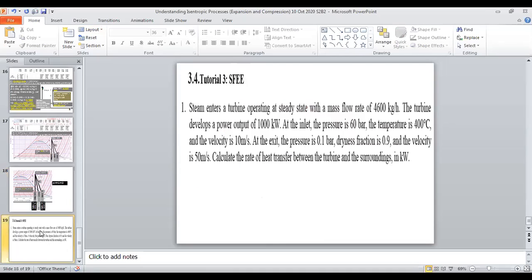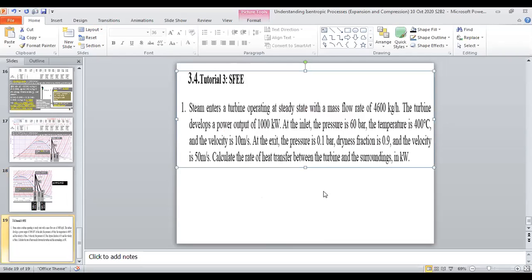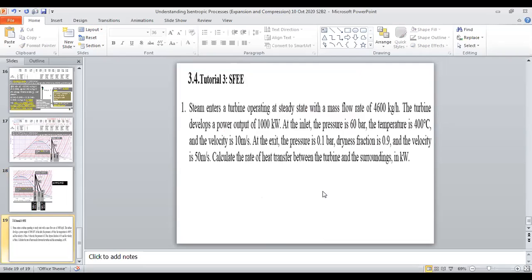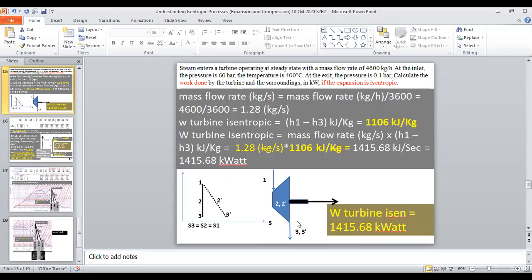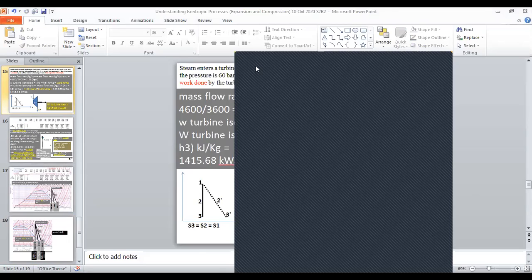So if you go to the question, okay, this one, yeah, it's almost the same, you can see. The steam enters the turbine, it's the same thing. Enters the turbine and delivers some work.